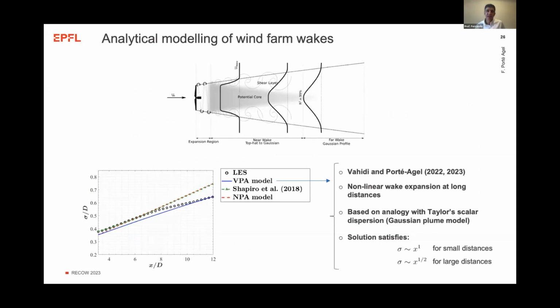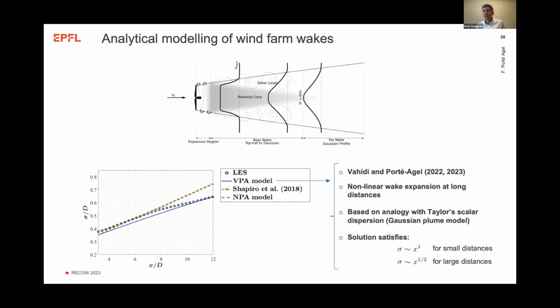But when you look at longer distances, we start to see that linearity does not hold. If you take this linear trend, it will start to decrease the growth rate.